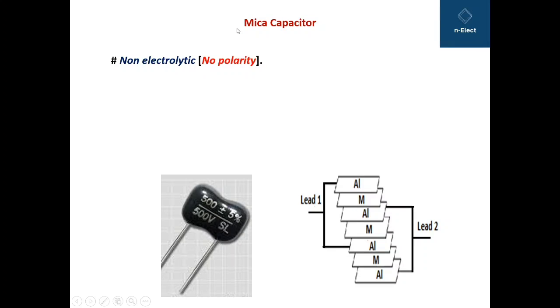The first kind of non-electrolytic capacitor, having no polarity, is the Mica capacitor. You can see how exactly the Mica capacitor looks, and this is the internal structure of the Mica capacitor. Since it is a non-electrolytic capacitor, it has no polarity, meaning it can be connected in the circuit either way.